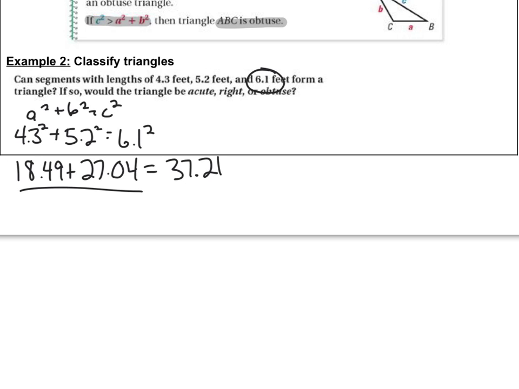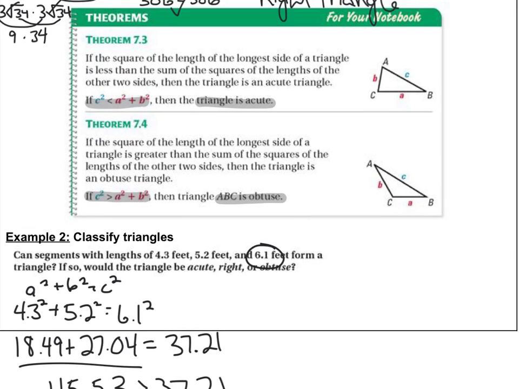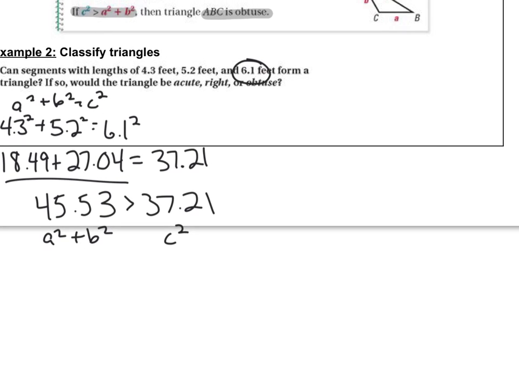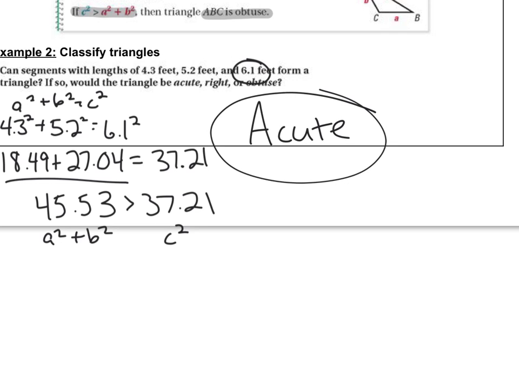Add those two together, we have 18.49 plus 27.04, which is 45.53, and that is greater than 37.21. So remember, this is my a squared plus b squared, and this is my c squared. So the legs are greater than the hypotenuse. When that occurs, that falls into this category right here. So the triangle that we would have would be an acute triangle. Had the sign been the other way around, it would be obtuse.